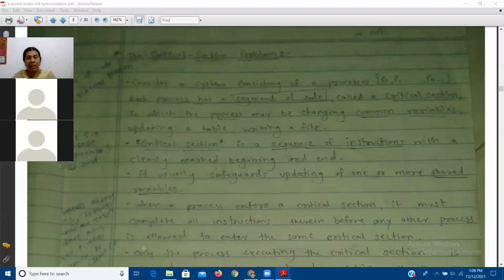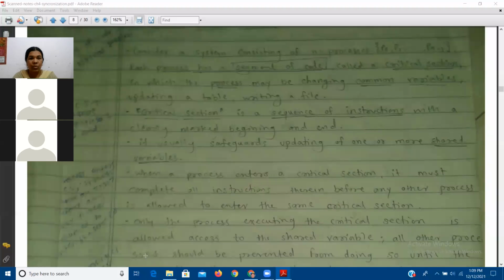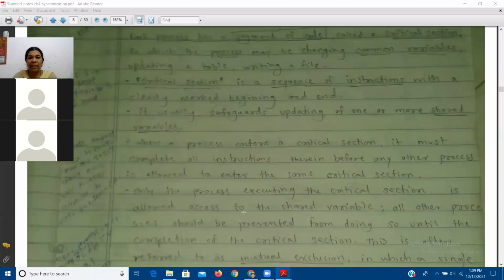But compared to these other sections, the critical section is the main section, because over there the common resources are manipulated, and that's why more importance is given to the critical section. A critical section is a sequence of instructions with a clearly marked beginning and end. It usually safeguards updating of one or more shared variables. When a process enters a critical section, it must complete all instructions therein before any other process is allowed to enter the same critical section.